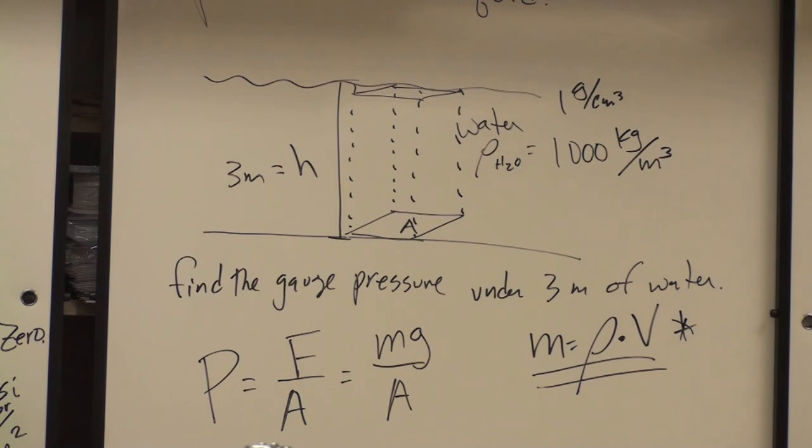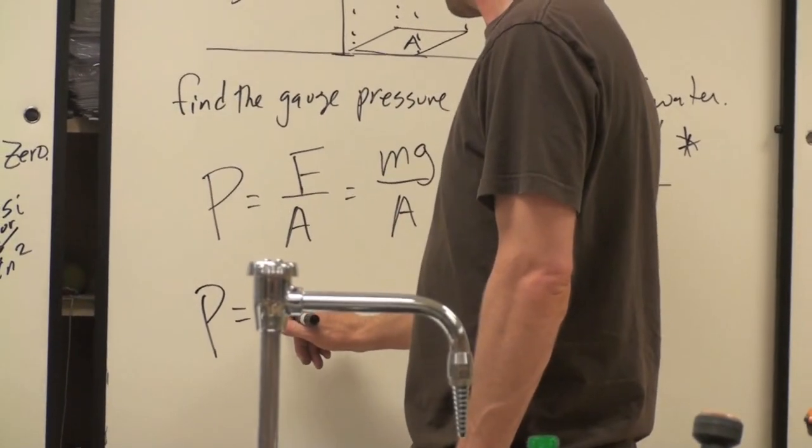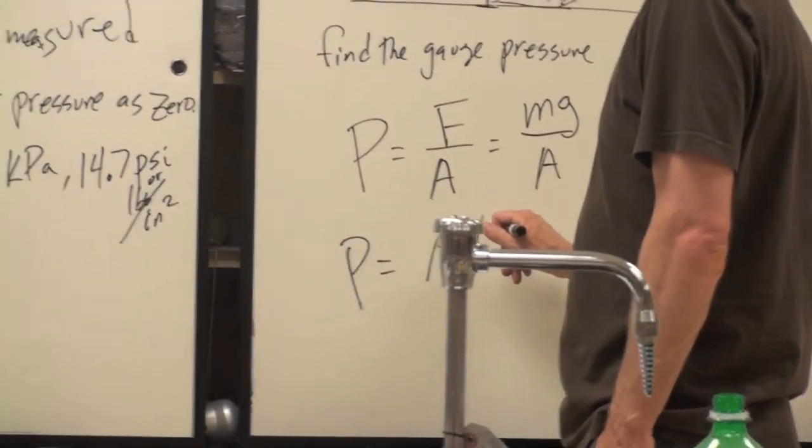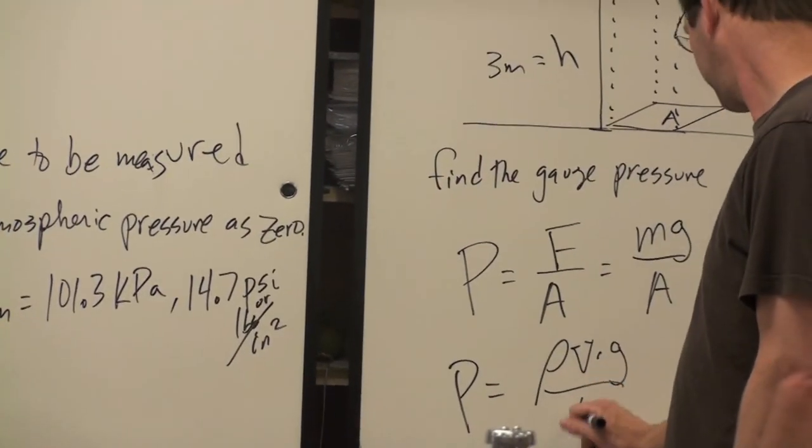That's something we're going to use all the time during fluids, so get used to that substitution. We often don't know how much mass we're going to have, so that's how we calculate the mass: density times volume. Substitute that in, and it becomes rho times volume times g over A.